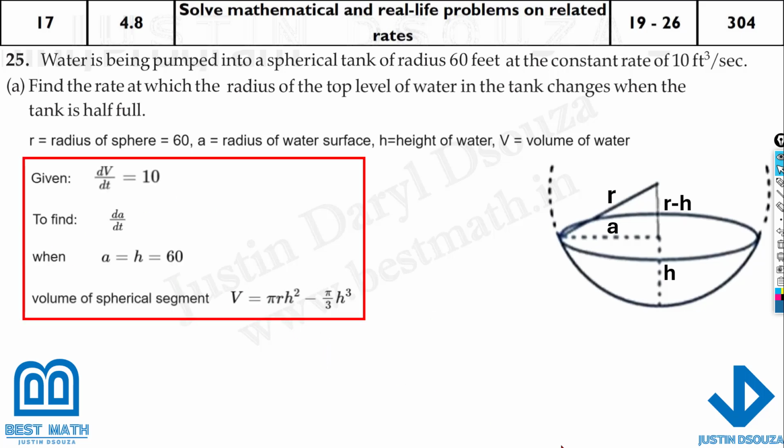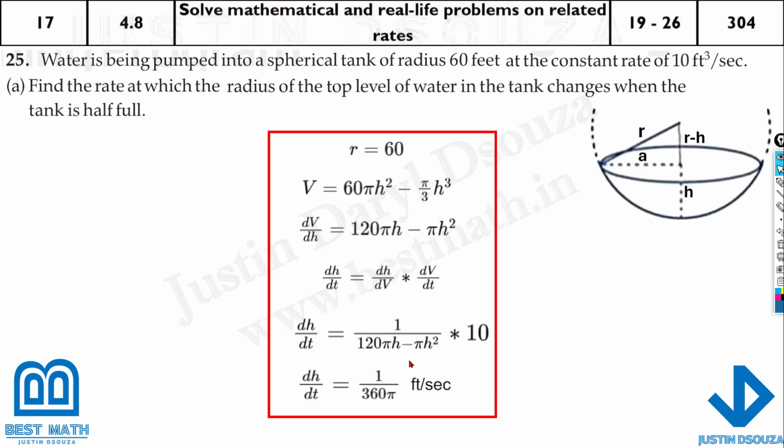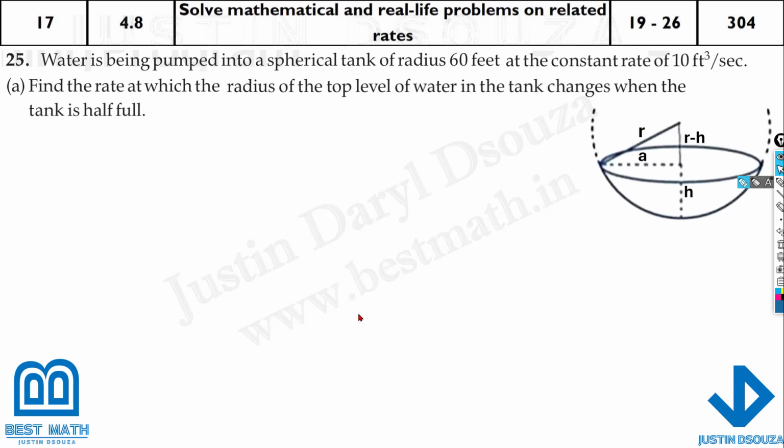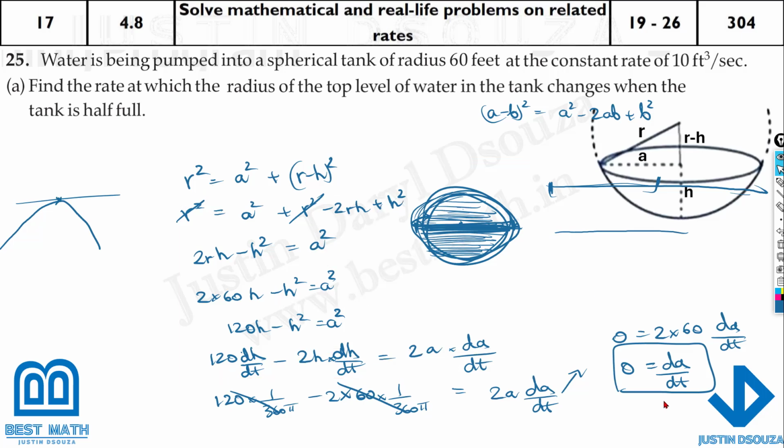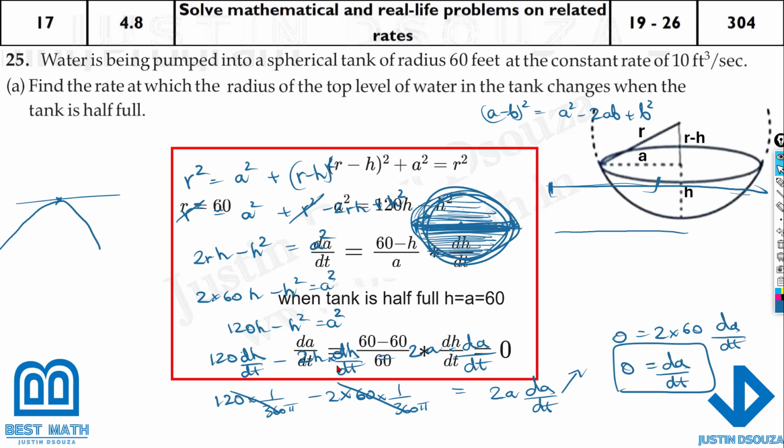These are the formulas which we use. And over here, we have got the first dH by dt, that is the rate of change of height with respect to time, as 1 by 360 pi feet per second. Then we can use this value and solve the dA by dt. So now here, they have just rearranged it differently and solved it. You can follow my method, whatever I've done. The answer will be the same. The answer will be 0. You can see over here as well, dA by dt. Finally, when you solve it up, it will be 0 by 60 multiplied by this term.